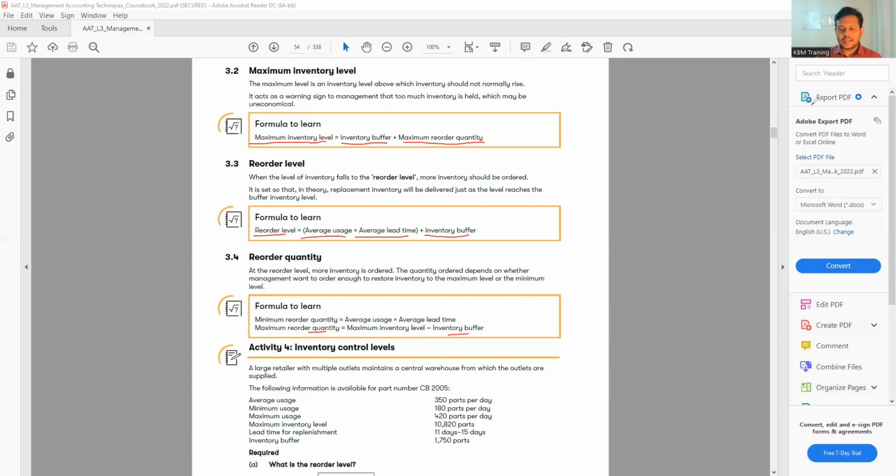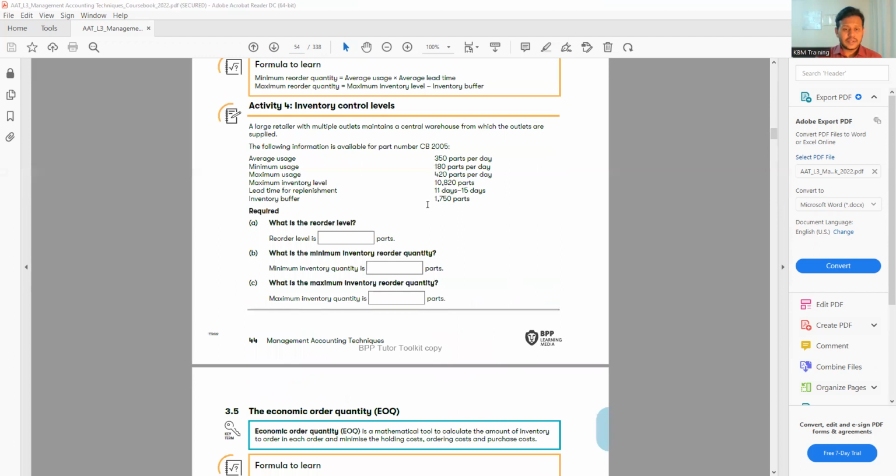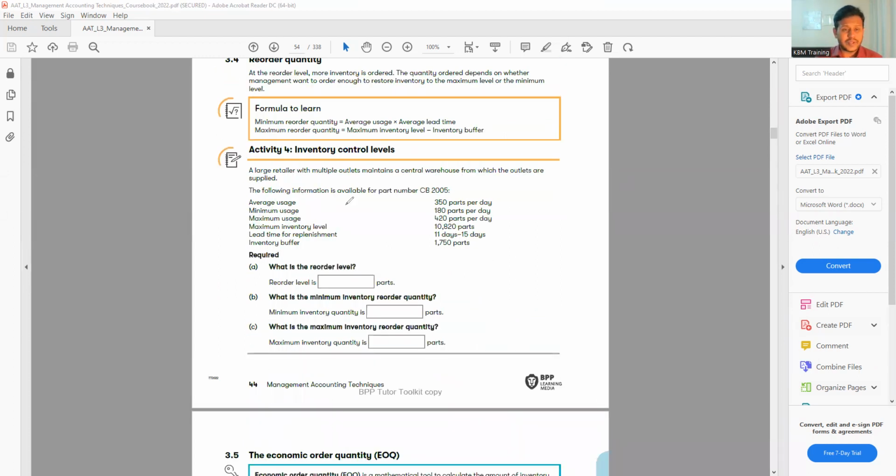Now, as I said, it's just the formula. It's not something about understanding anything. So you can try this question. Let's try this one, but it is not very common for your exam. Inventory control level. A large retailer with multiple outlets maintains a central warehouse from which the outlets are supplied. The following information is available for the part number CV 2005. So we have average usage, minimum usage, maximum inventory level, lead time, and we have inventory buffer. So let's try the first one. The first one says, what is the reorder level? The reorder level formula is average usage times average lead time, then plus buffer inventory.